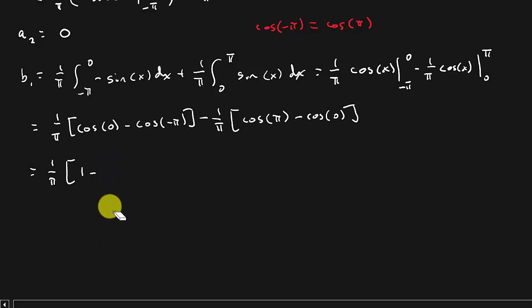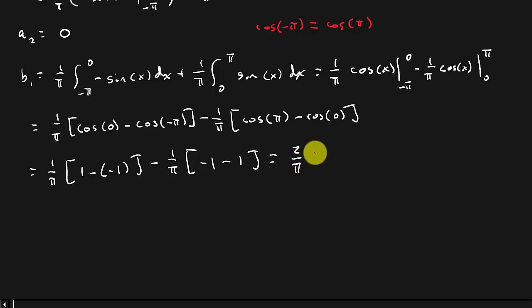So the cosine of pi is negative 1, so that's minus negative 1, minus 1 over pi times cosine of pi is negative 1 minus cosine of 0, which is 1. And when we do all those calculations, we end up with 2 over pi plus 2 over pi, which is equal to 4 over pi. So there's your value for B1.